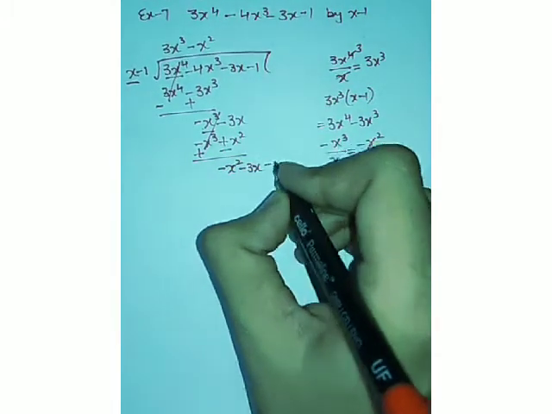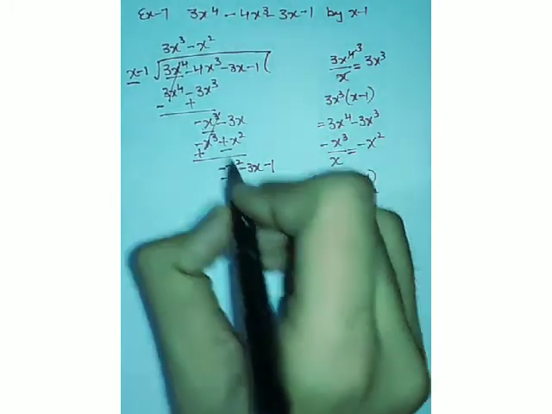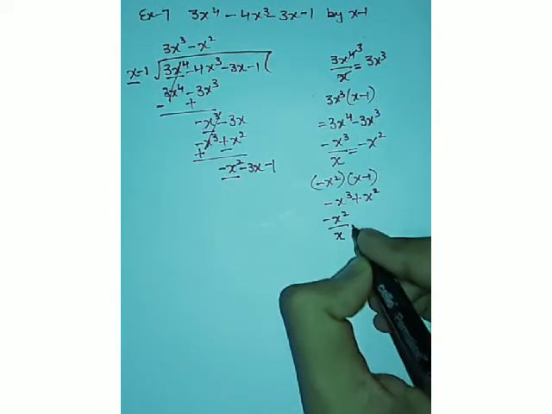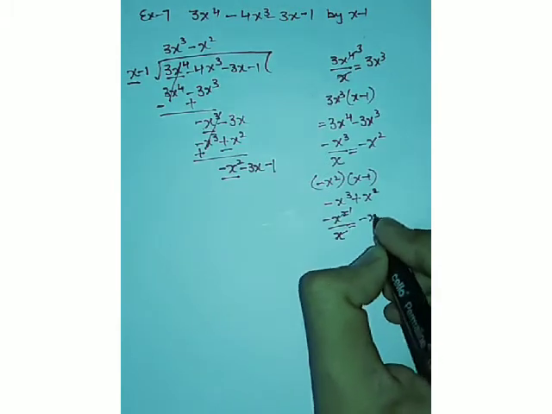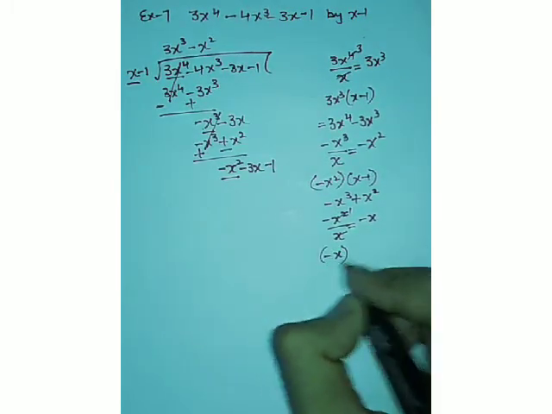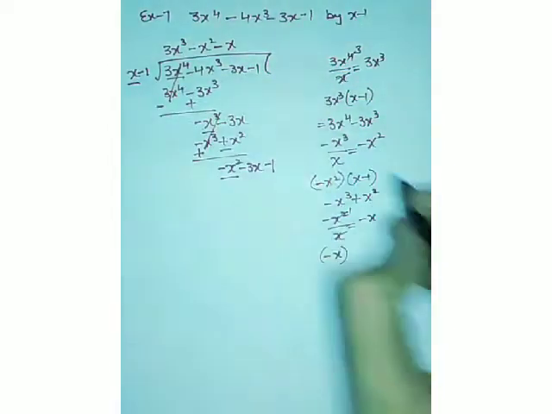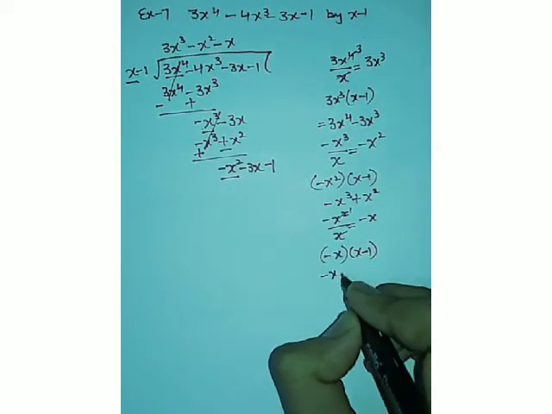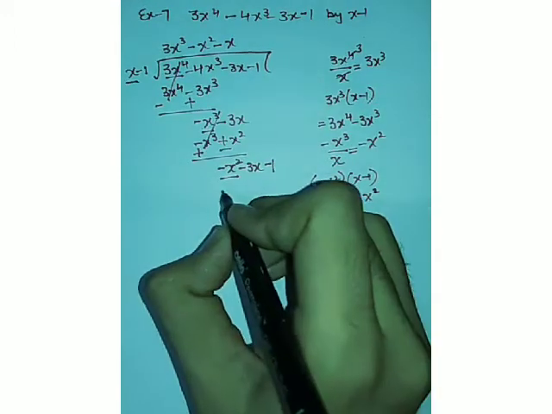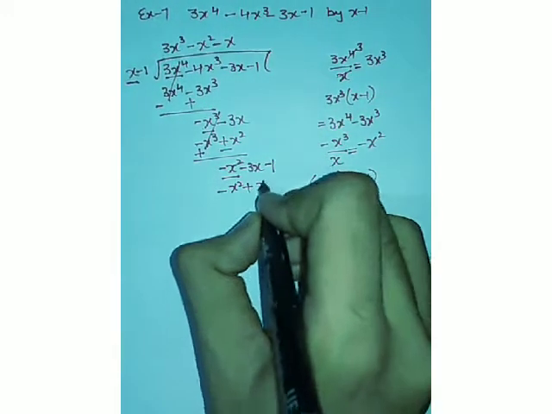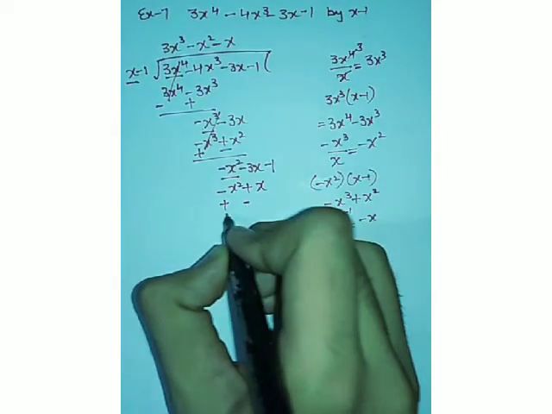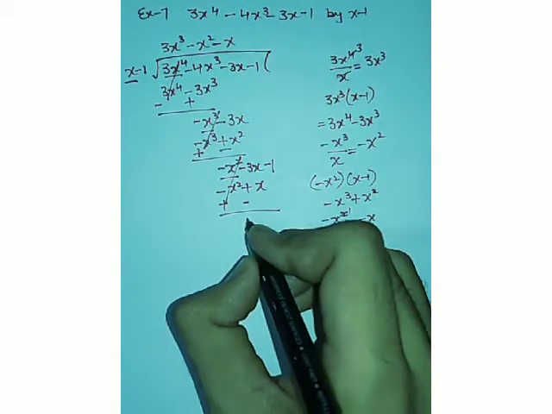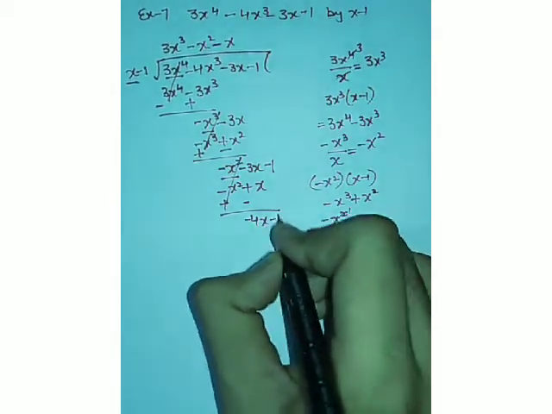Now take the first term of this, the first term of this, minus of x square upon x. You will get minus of x. Multiply minus of x with your whole divisor, that is x minus 1. You will get minus x square plus x. Right here, minus x square plus x. Change the signs. What will you get? You will cancel these terms. Minus 3x minus x, that is minus of 4x minus 1.